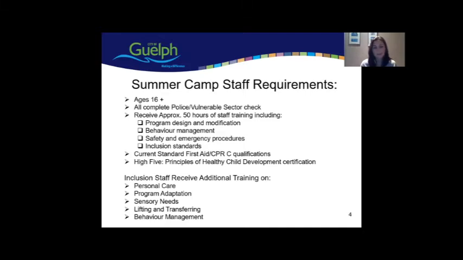And the inclusion staff receive some additional training in addition to the other staff training in personal care, program adaptations, training on sensory needs, lifting and transferring, and behavior management. So those staff receive some extra training so that they're able to support those needs.